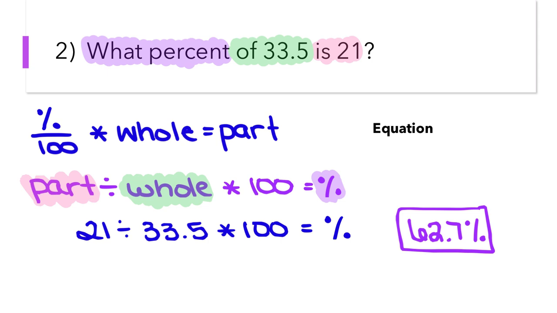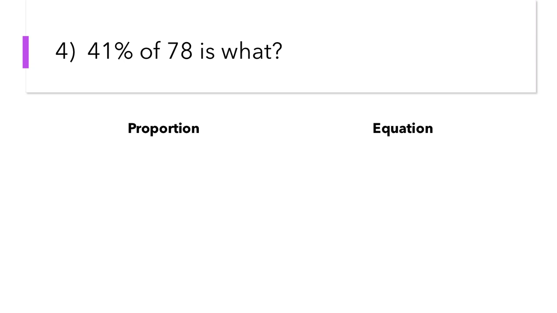When we do questions 2, 4, and 6, I would take good notes on 2, 4, and 6 because they're each finding something different. Question 2 focuses on finding the percentage. Question 4 is focusing in on finding the part. The part is the what that's missing. The 78 is the whole, and the 41 is the percent. And I want to do the equation.